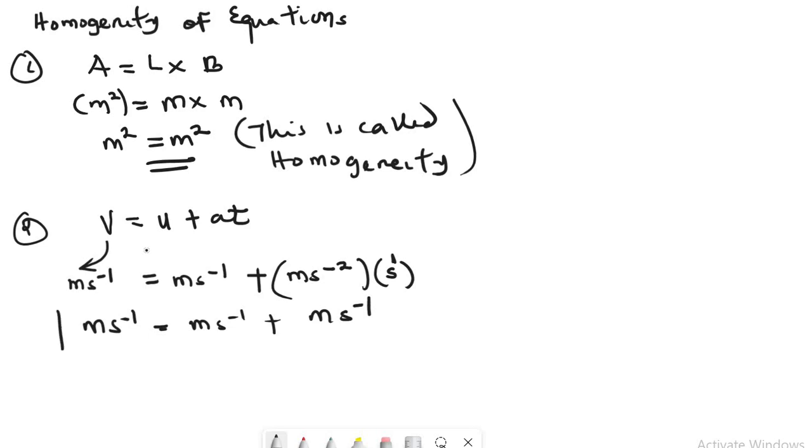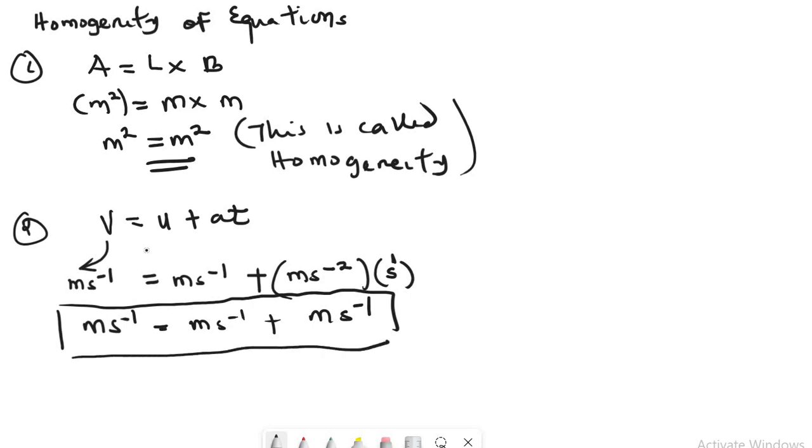Now, you don't need to add them. Individually, we have meter per second, meter per second, meter per second. So once we check individually, we can prove the left-hand side physical quantity is equal to each individual term, the same thing on the right-hand side. Then it's correct. You don't need to add them. This works for both addition and subtraction. Let's see another one again.